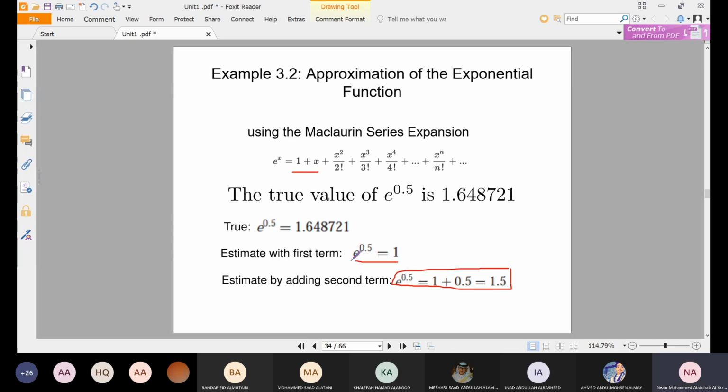I have the first estimation and I have the second estimation. We can put it in a table. So I just substitute x by 0.5. This is for two terms, or we call this first order approximation. We use the first derivative only.